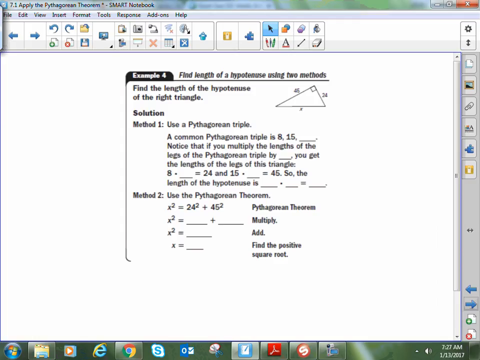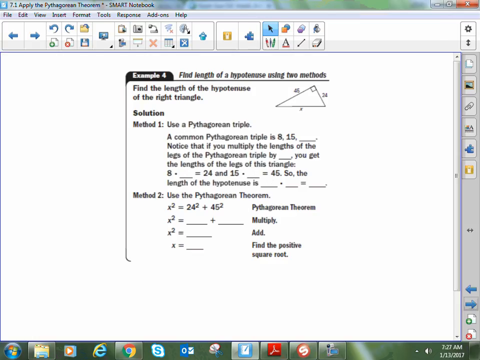Now, this example is based on the idea of what the Pythagorean triple is in the first place. It's saying, here we have a right triangle where I know the two legs. It's expecting you to be able to just recognize that this is a Pythagorean triple. It says use the Pythagorean triple.